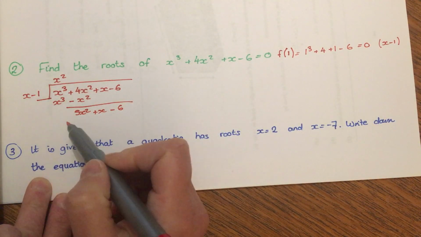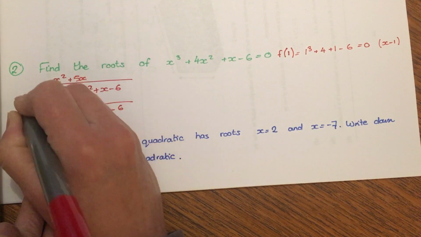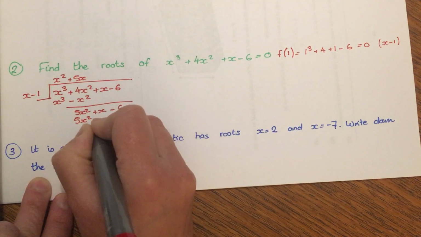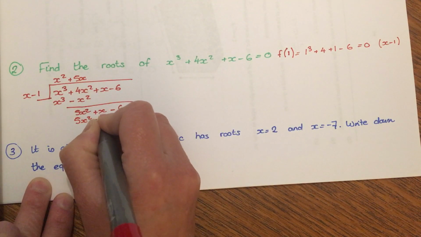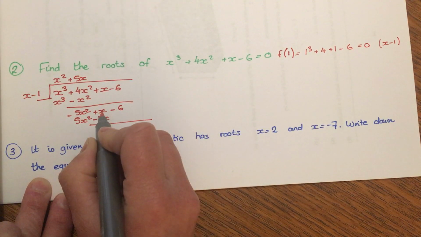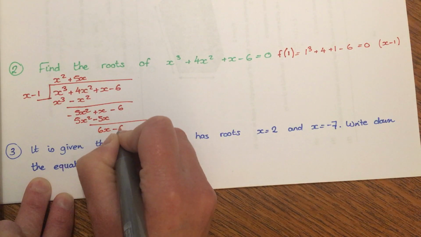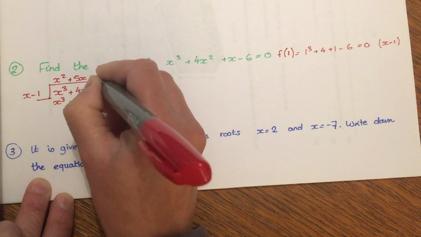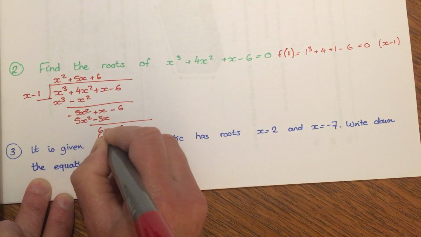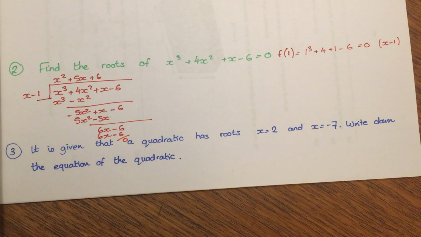Then how do you get from x to 5x squared? Well, you need 5x. 5x times x is 5x squared. 5x times negative 1 is negative 5x. Subtract them. 1 minus minus 5 is 6. How do you get from x to 6x? You times it by 6. 6 times x is 6x. 6 times negative 1 is negative 6, and I've got remainder 0, so I know that I've done it right.